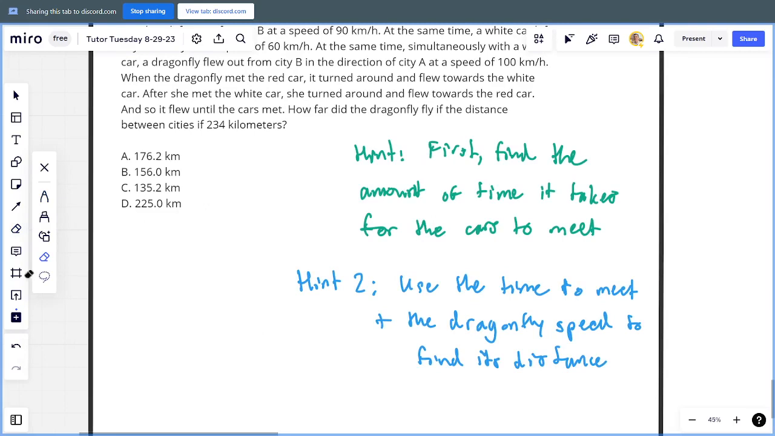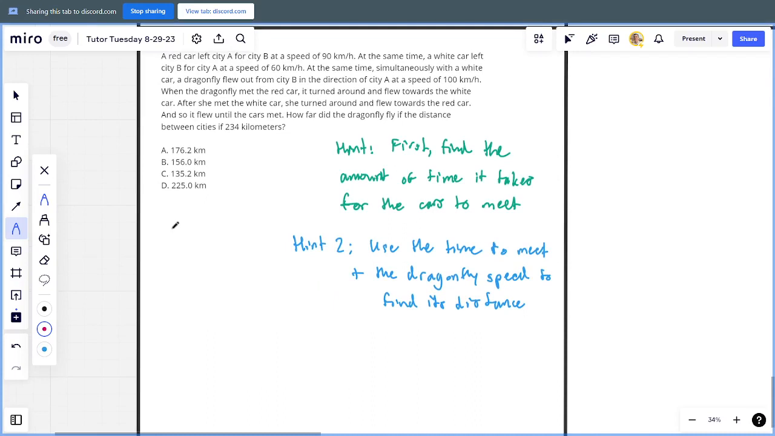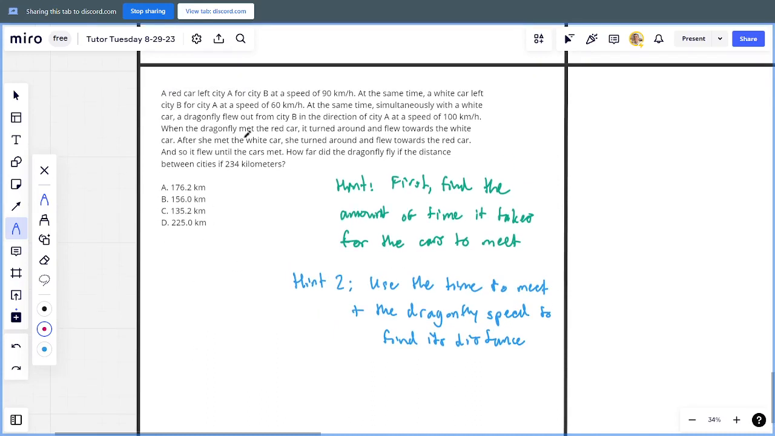Okay. I see a lot of confusion in the chat, so let me go ahead and start solving this one. I'll paste in the solution as well because I really like this problem. Okay, so red car goes from city A to city B at 90 kilometers per hour. For those of you who can't see it right now, I'm going to just paste in the problem statement. 90 kilometers per hour, A towards B. And in another color, I'm going to underline the fact that a white car is going 60 kilometers an hour from B towards A.